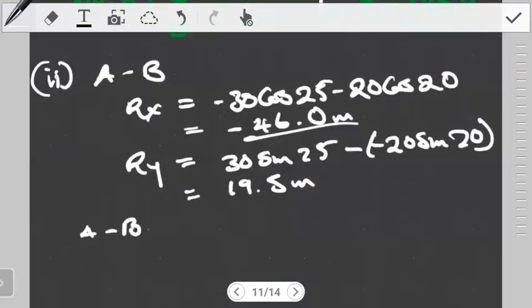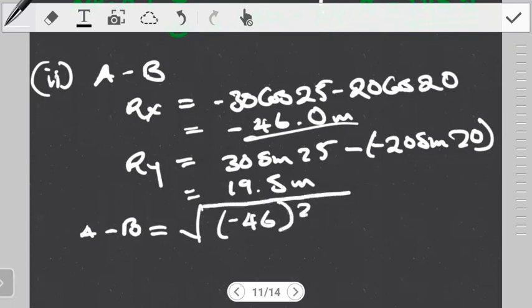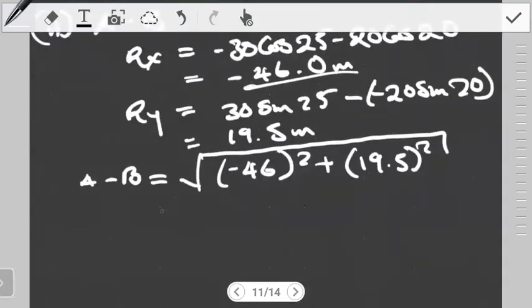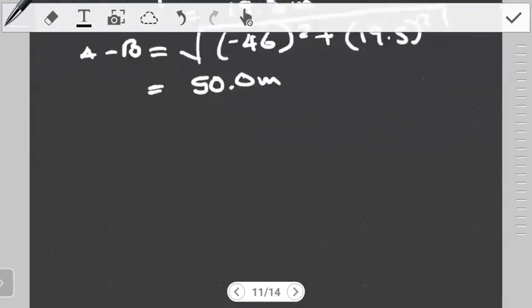So a minus b will be equal to, again, we combine them by Pythagoras, so it's going to be minus 46. See that I'm putting in the brackets here because of that negative. So this is plus 19.5 squared. If you evaluate this, the answer you get is going to be 50.0 meters. That's the magnitude of a minus b.